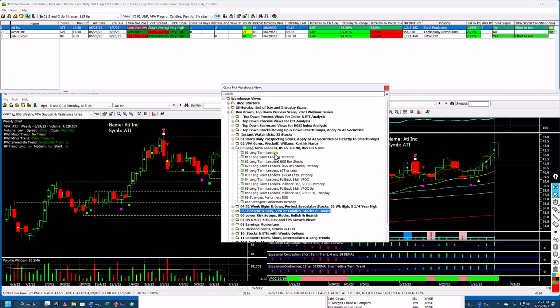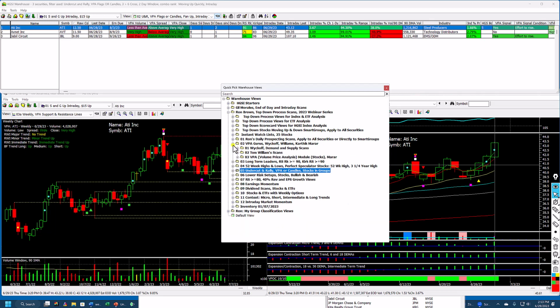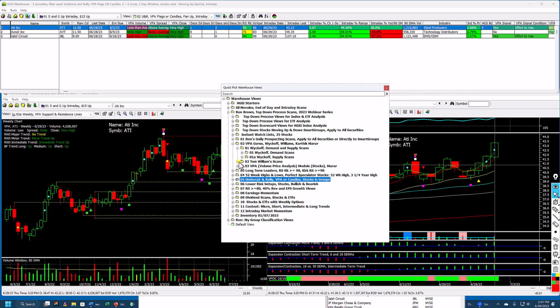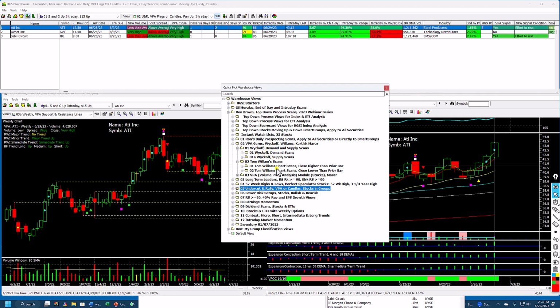I took my suggestion and tried to group some of these together. Now, here's something Mike suggested, gurus, so we'll use gurus. Wyckoff, these are Wyckoff scans here. These are Tom Williams scans. These are all VPA, VSA people.